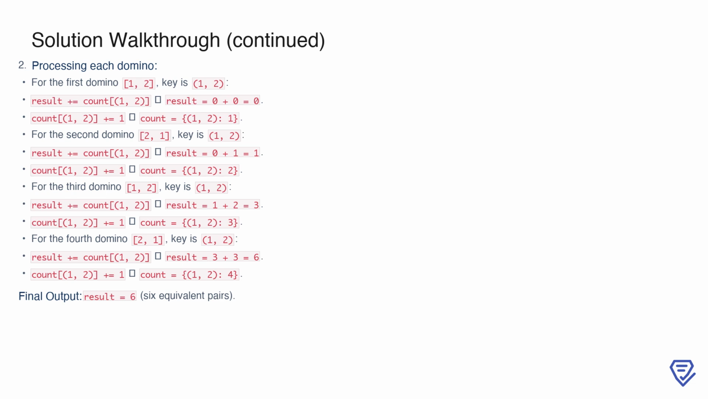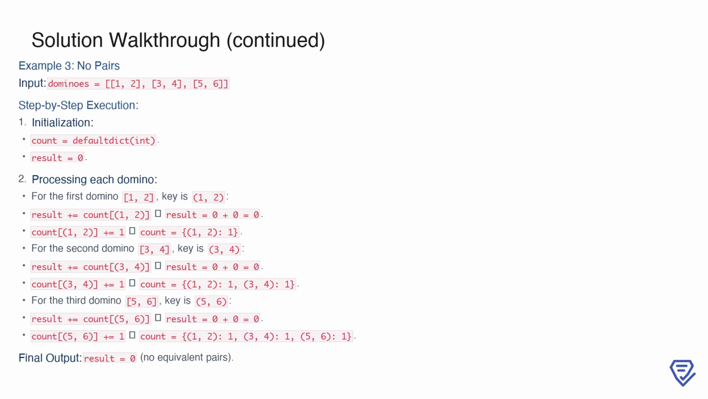After processing all dominoes, the count dictionary is 1, 2, 4, and the final value of result is 6. This means there are 6 equivalent pairs of dominoes in this example. Now, let's look at a case where no equivalent pairs are present. The input dominoes are 1, 2, 3, 4, 5, 6.